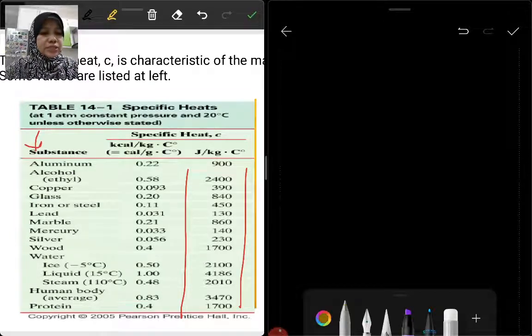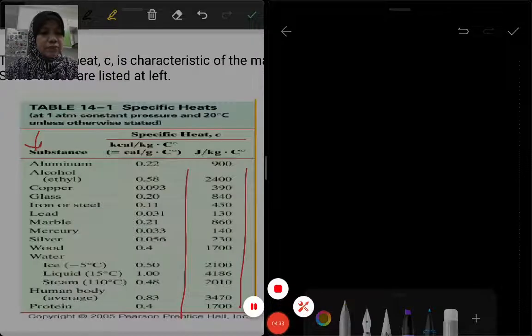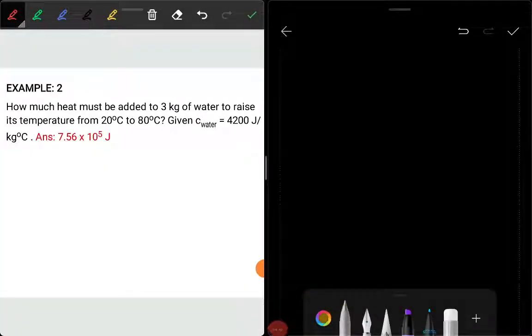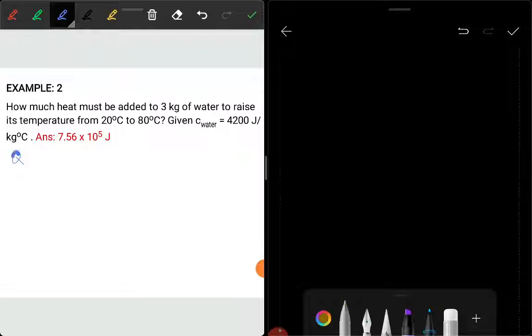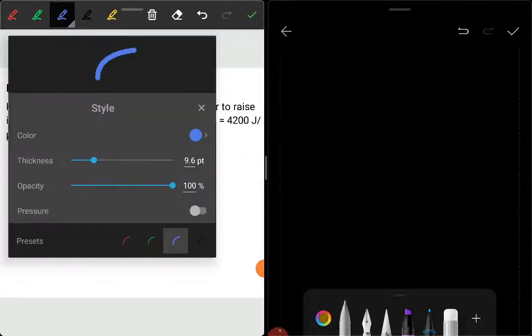Now let us do some examples. Let us see example 2. How much heat must be added to 3 kg of water to raise its temperature from 20 Celsius degree to 80 Celsius degree? So how much heat? That means you have to find Q.